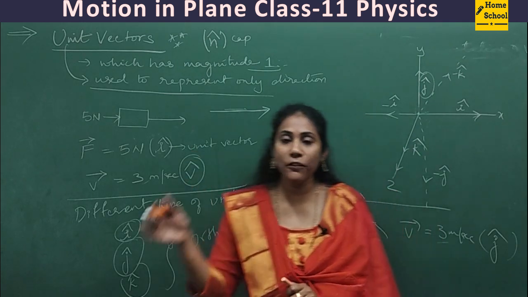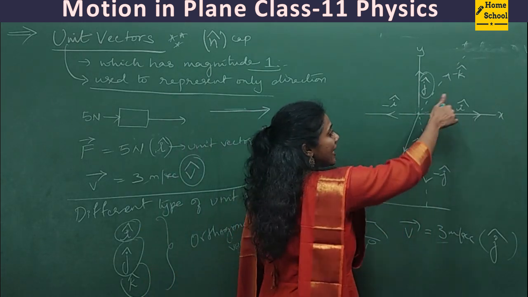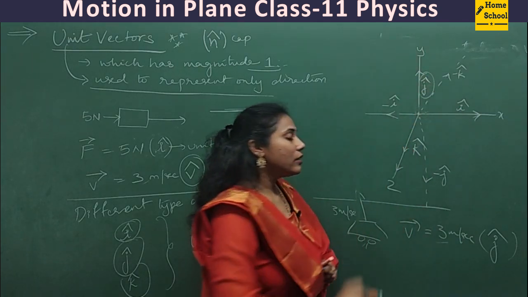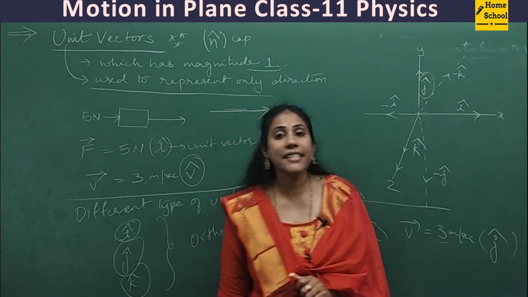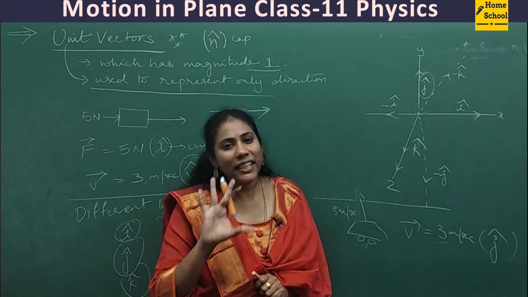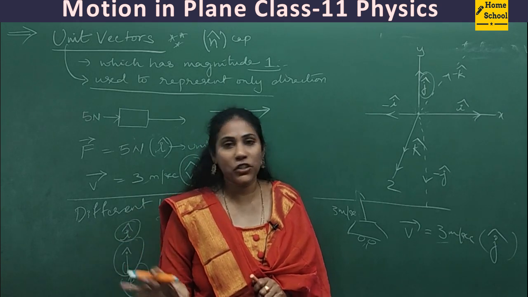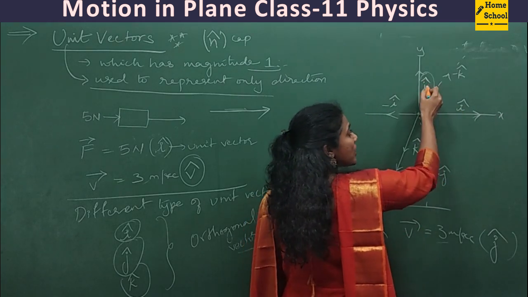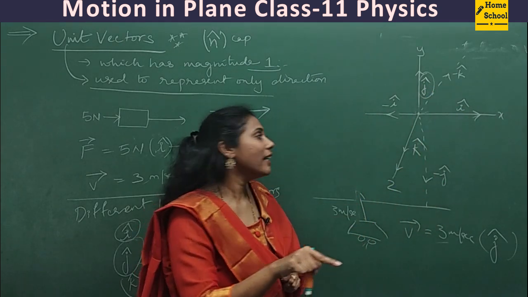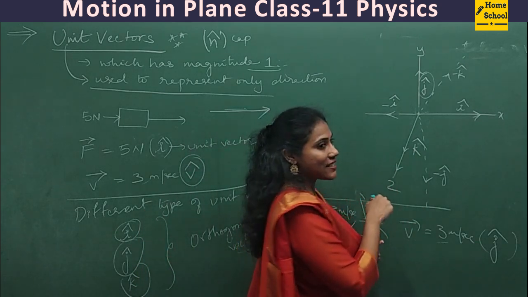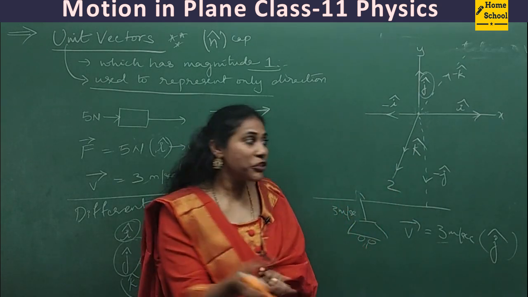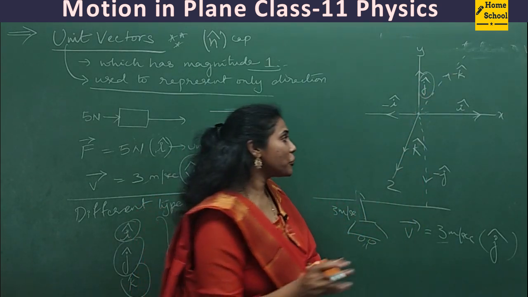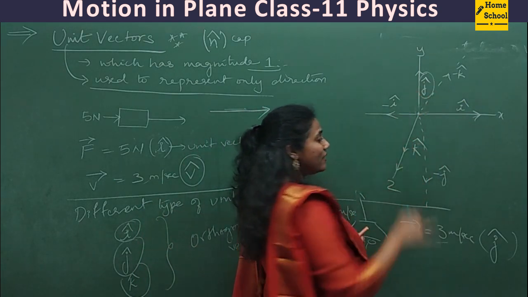So if a vector is moving on positive x-axis, i cap. If it is moving on y-axis, j cap. If it is moving on z-axis, it is k cap. We only discuss motion in 2 dimensions, either x dimension or y dimension, so i cap and j cap are of greater use. We normally don't use the z-axis. When you go for motion in 3 dimensions, then k cap has a use. But for 2 dimension motion, we only have i cap and j cap.